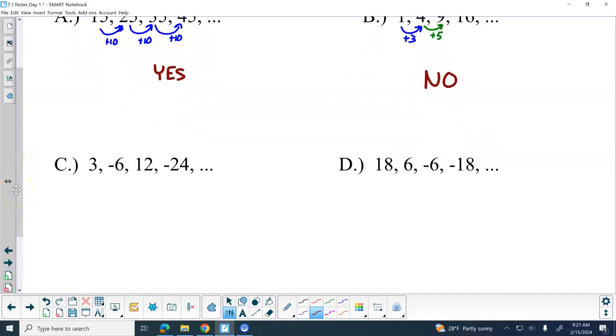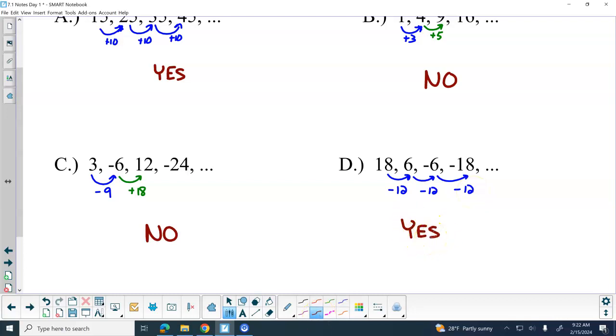Third one. Here I started by adding negative 9. Then I added positive 18. That's a hard no. Fourth one. I'm adding a negative 12. I'm adding a negative 12. And I'm adding a negative 12. So that's a yes.